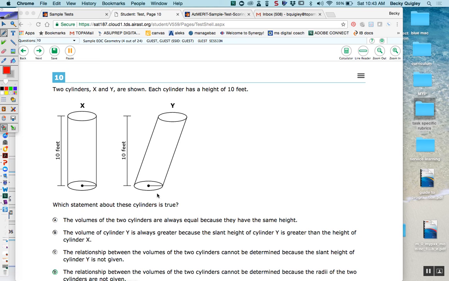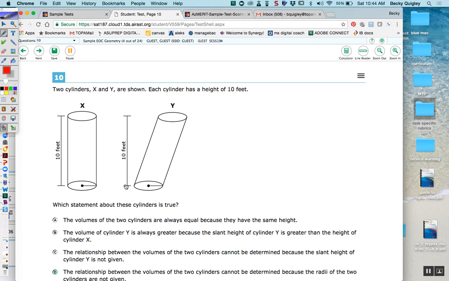All right, so this question is testing your knowledge of cylinders. So this is a right circular cylinder, and this is an oblique cylinder. If they have the same height and the same radii, the same radius, then they are going to have the same volume. And to help you visualize that, if you think of a stack of coins that's sitting upright, and then you just shift each coin over just a little bit, you end up with this shape.